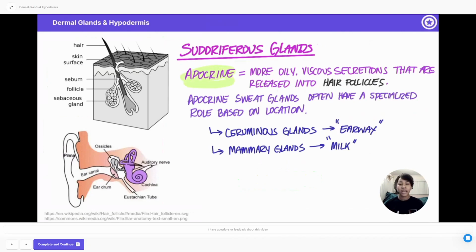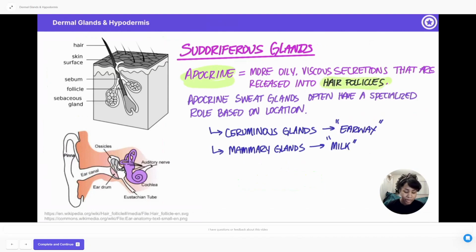Okay, and now the next type of sweat gland we have are apocrine glands. The difference between an apocrine and eccrine gland is that eccrine glands produce sweat, which is mostly water, whereas apocrine glands are going to produce more of a viscous or oily secretion. And this is because apocrine glands release directly into hair follicles.